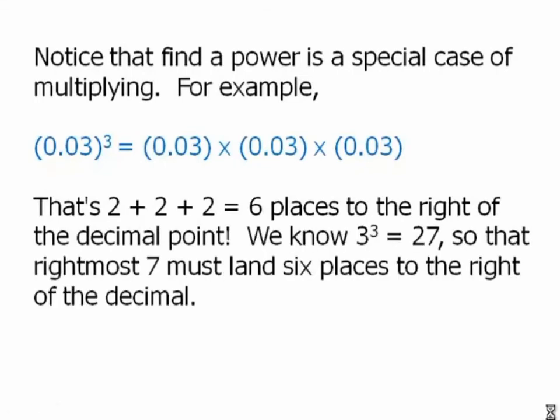Now just consider the number itself. 3 cubed is 27, so that last 7 must land 6 places to the right of the decimal point. It must land in the 1/1,000,000th place. So 0.03 cubed is 0.00027. That 7 is 6 places to the right of the decimal point, and this is 27 millionths.